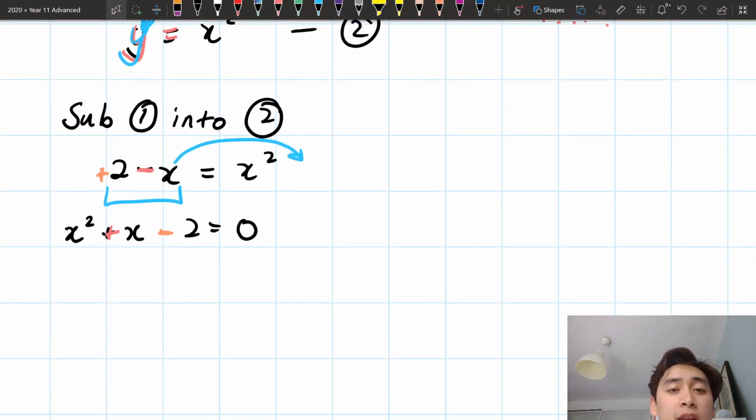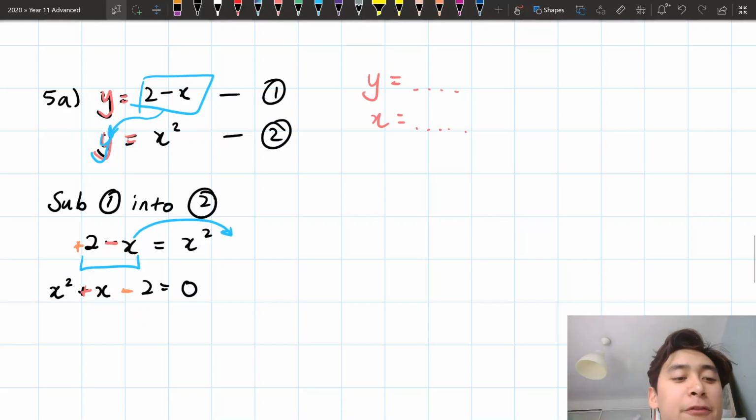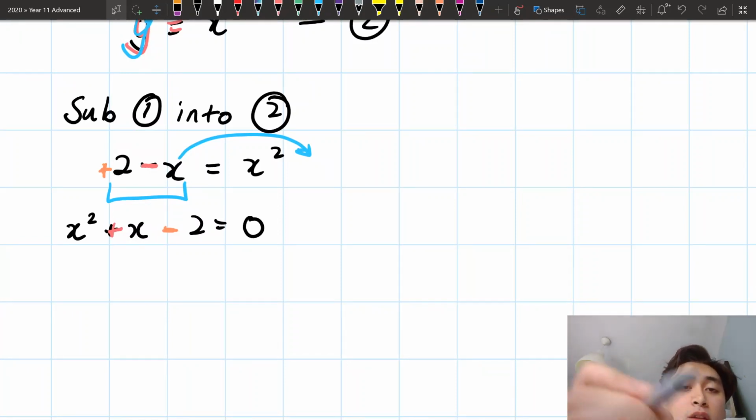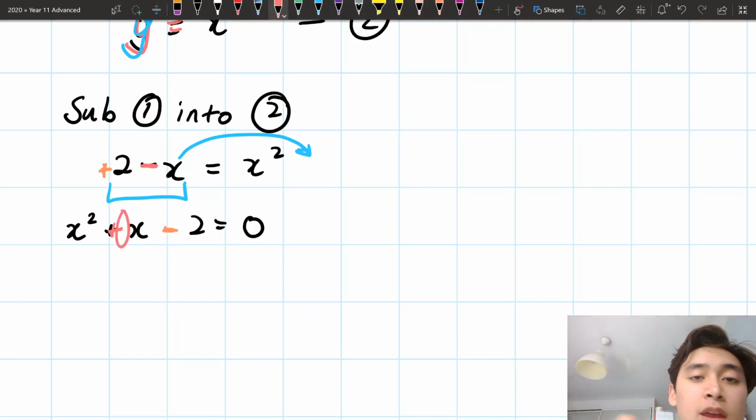Now, when we're solving this, what is the following step we need to do? We need to use my favorite F word, factorize. We need to factorize this expression on the left-hand side. So if you have a look here, I've got x squared plus x minus 2. I want to find two numbers that add together to give me 1, which is the coefficient of my x term, and multiply to give me negative 2.